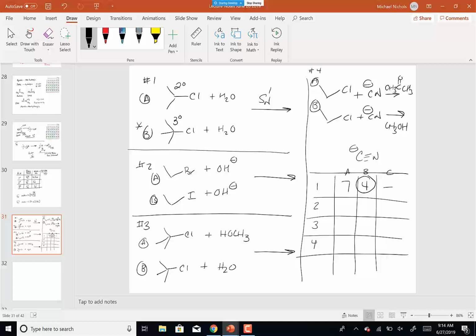So, I said stop. All right, we have a 1 to 10. B reacting faster. So again, what kind of mechanism is this? SN2, because it's secondary plus a strong nucleophile. So it's SN2. What's different? The leaving group. Does the leaving group affect the rate of an SN2 reaction? Yes, because the alkyl halide is part of the rate equation.